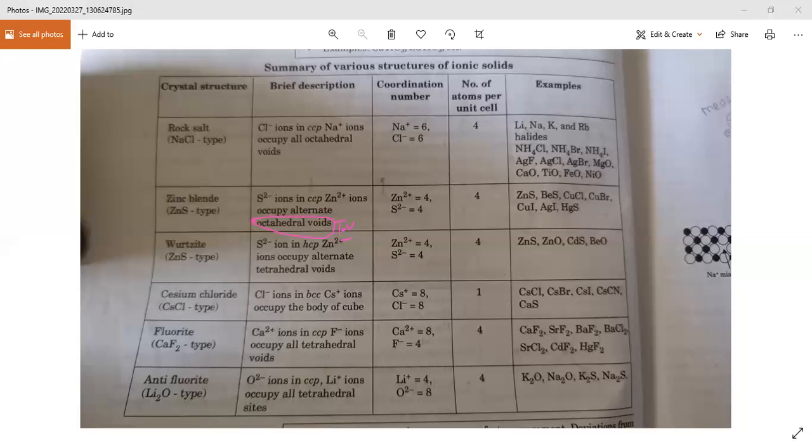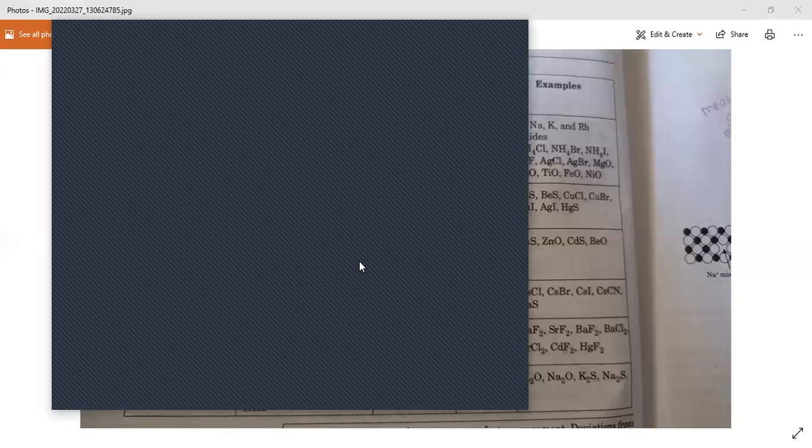Suppose you take the contribution part, so first we'll start from there itself. What is the contribution of each atom from the corner? How much? What is the contribution fraction?